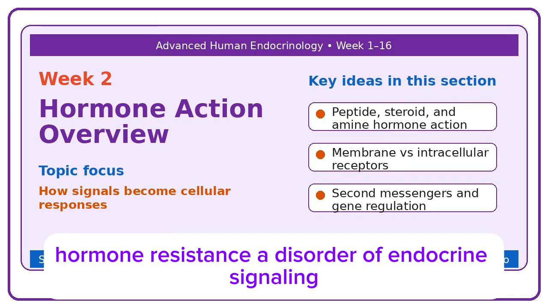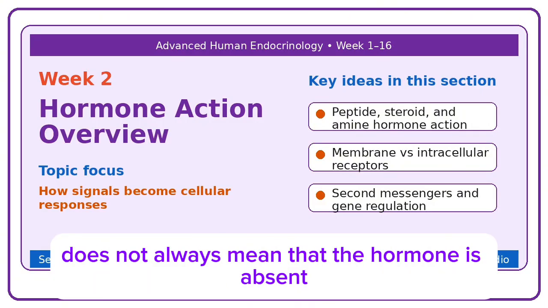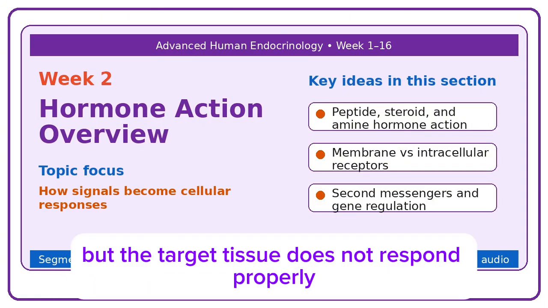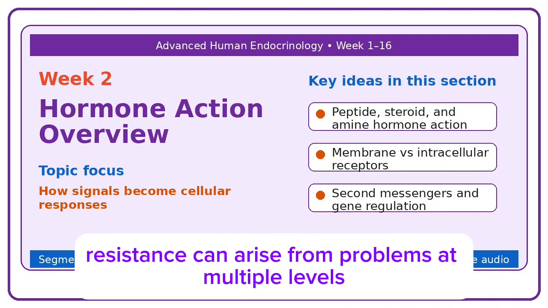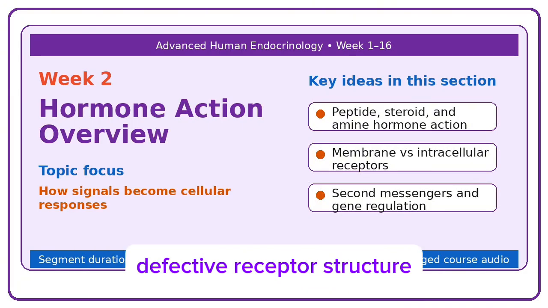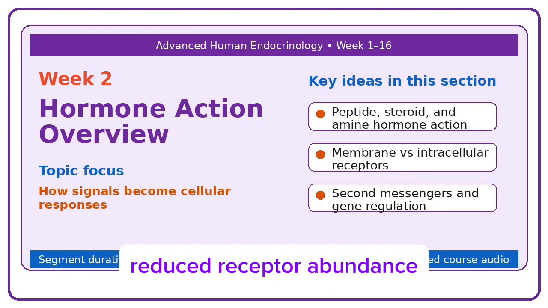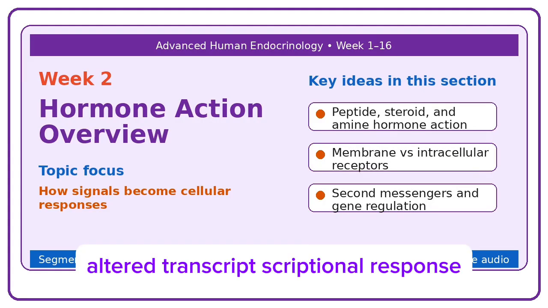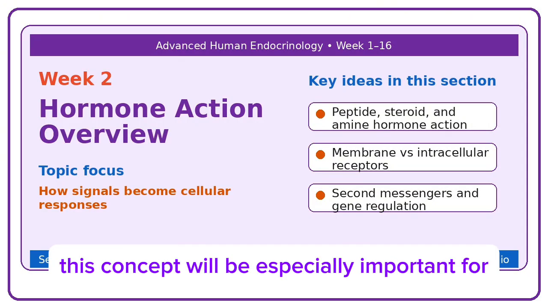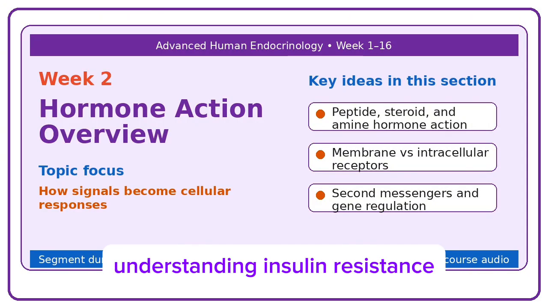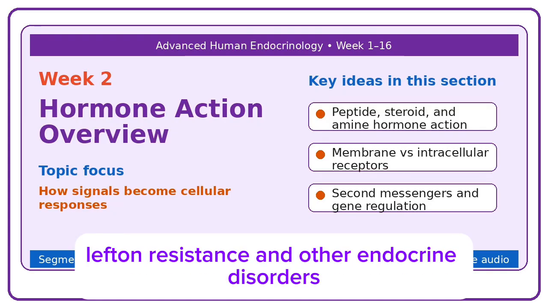7. Hormone resistance. A disorder of endocrine signaling does not always mean that the hormone is absent. Sometimes the hormone is present, but the target tissue does not respond properly. This is called hormone resistance. Resistance can arise from problems at multiple levels: defective receptor structure, reduced receptor abundance, impaired intracellular signaling, altered transcriptional response, or chronic nutrient or inflammatory stress. Later in the course, this concept will be especially important for understanding insulin resistance, leptin resistance, and other endocrine disorders.